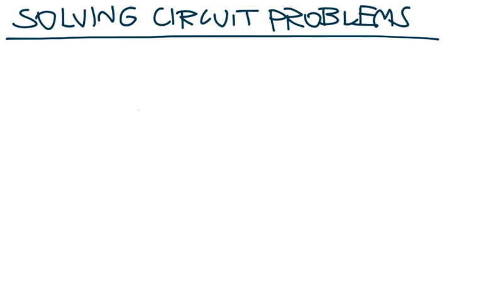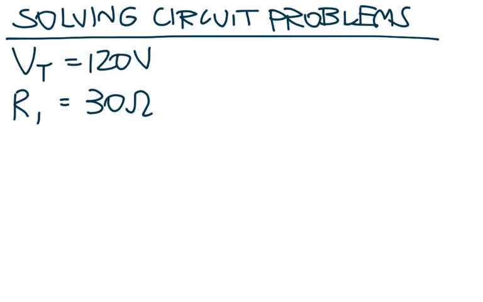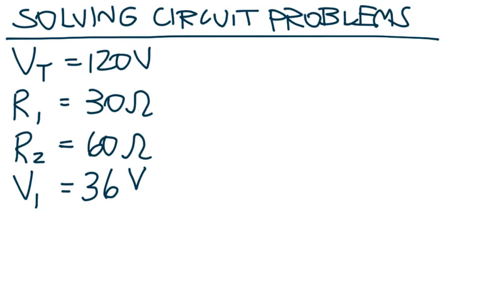But let's just say they gave you a problem. So if I had a problem where I know that the total voltage, let's just say that V total is 120 volts. Why not? And I had three resistors hooked into the circuit. And maybe I knew that the first resistor was 30 ohms. And the second resistor is maybe 60 ohms. And then I know that the voltage across the first resistor is going to be 36 volts. And say the problem asked you, what is the value of the third resistor?